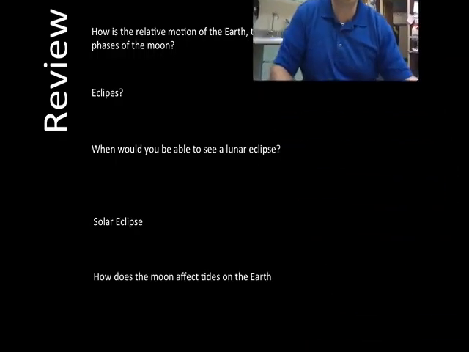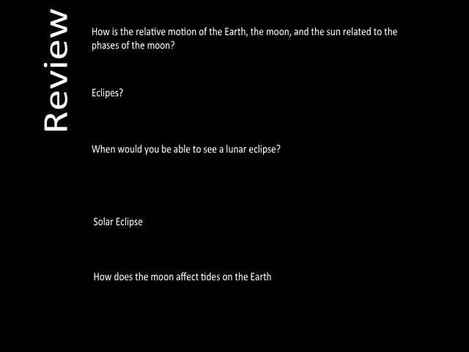Okay, let's go ahead and review. How is the relative motion of the Earth and the Moon and the Sun related to the phases of the Moon? So when we have the Earth here and the Sun is out here and the Moon is in between us here, the Moon reflects the light from the Sun back down to the Earth, and when all that light is focused on this side of the Moon over here, we're at the new Moon, or we wouldn't see any light being reflected back towards the Earth.